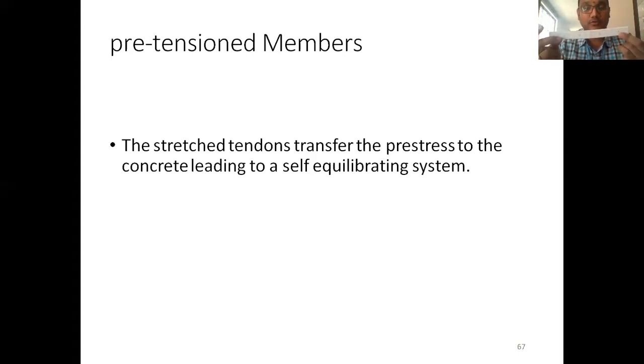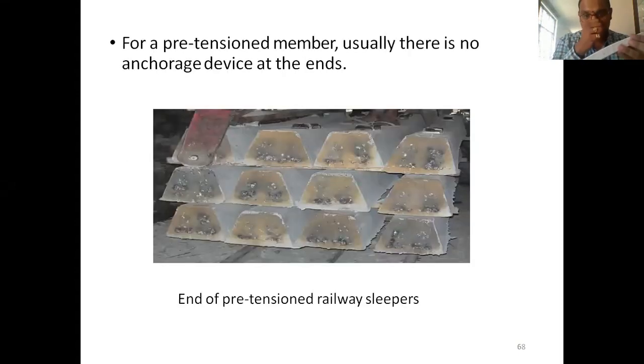So how much force are you supposed to induce onto the concrete? The force which makes your member deflect, that force you are supposed to apply or induce into the concrete, which makes your member equilibrium, right? So that is the meaning of the stretched tendons transfer the prestress to the concrete, leading to a self-equilibrating system. Understand? So that's what we are going to study over here. The best examples for pre-tensioned members are railway sleepers. They are all pre-tensioned.